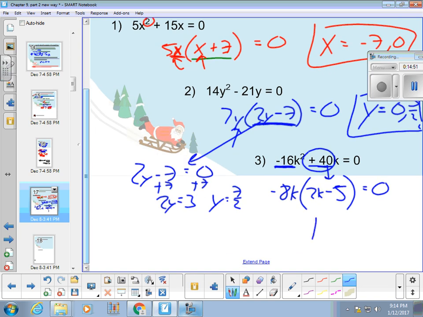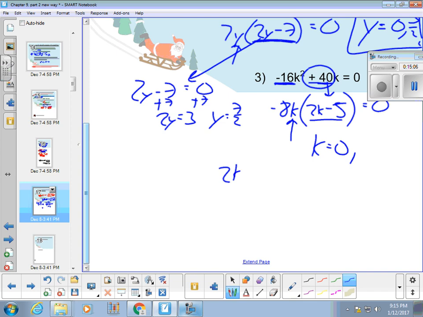Good, I need to know when k will equal 0, or what values for k will make this equal to 0. Again, I've got a variable up front here, so one of them is 0. Okay, equals 0, that'll make this equation true. And inside the binomial, even if you don't need to go through all the steps, sometimes maybe just setting it up like this and saying 2k minus 5 equals 0. Oh, if I'd add 5, I'd divide by 2.